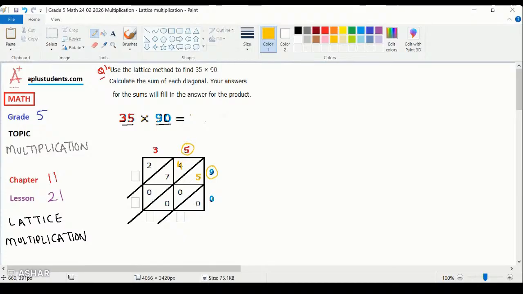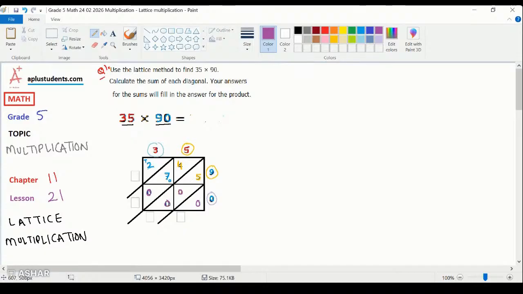Similarly, what is 3 times 9? 3 times 9 would be 27, the units and the tens. Agree? We write the tens over here and the ones over here. Similarly, 5 multiplied by 0 would be 0, 0 tens, 0 units. 3 multiplied by 0 would be 0 as well, right?